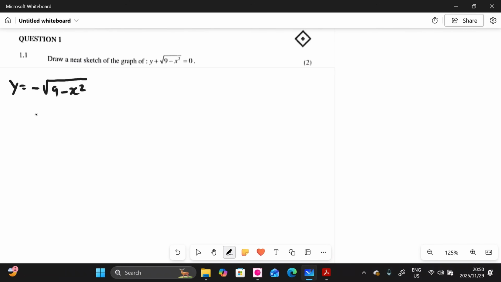So this here is actually the semicircle graph. Just in case you didn't know, the semicircle graph looks like this, especially for one with y. The general formula looks like this: y equals plus or minus root r squared minus x squared. Based on this question, wherever we have r squared there, we have 9 there. It means here our r squared is equal to 9. In order for us to find r, we square root, and then r is going to be equal to 3. This here is our radius.